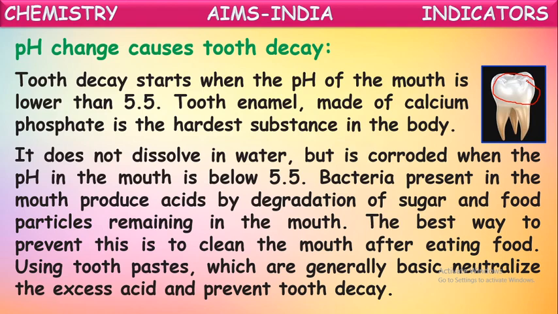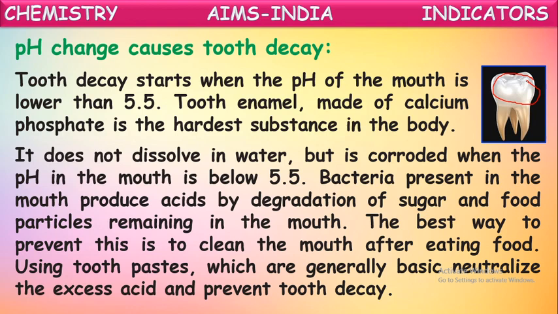Bacteria present in the mouth produce acids by degradation of sugar and food particles remaining in the mouth. Yes, if any food particles like sugars and glucose remain in the mouth, that increases the growth of bacteria. This bacteria decreases the pH in the mouth. If the pH decreases below 5.5, then it starts decaying this enamel.